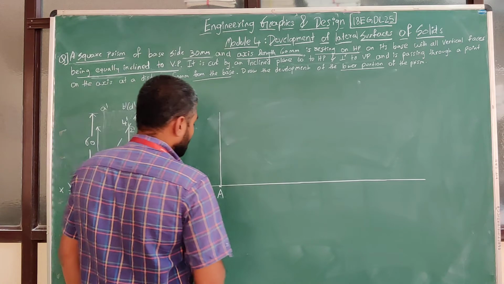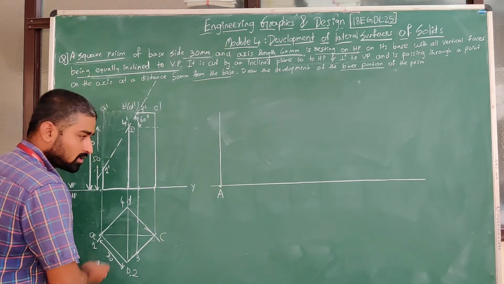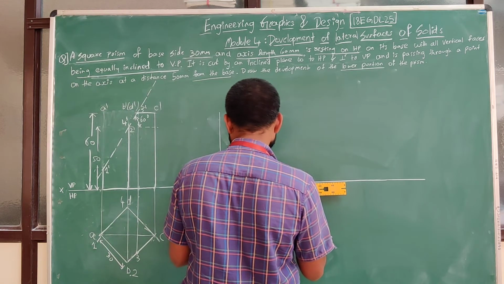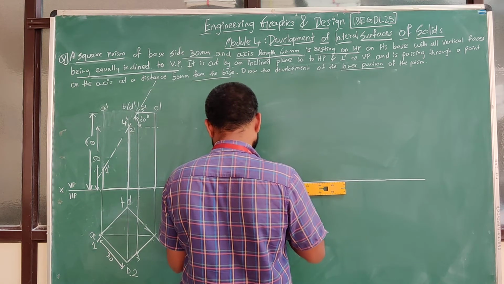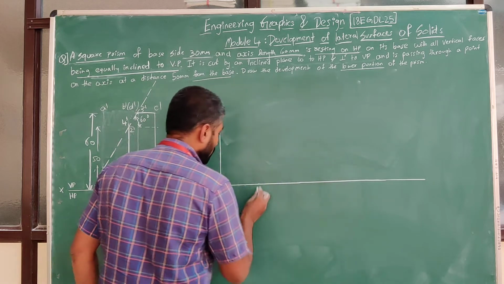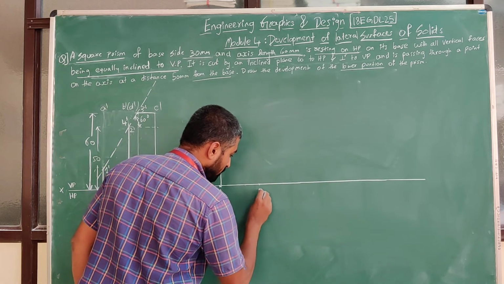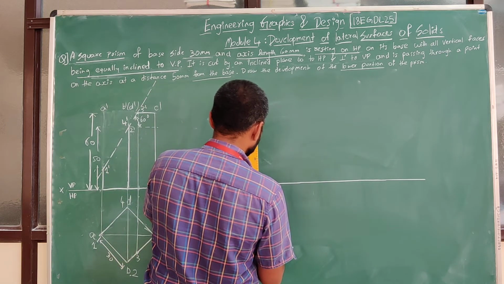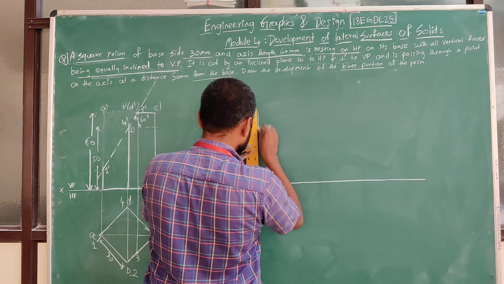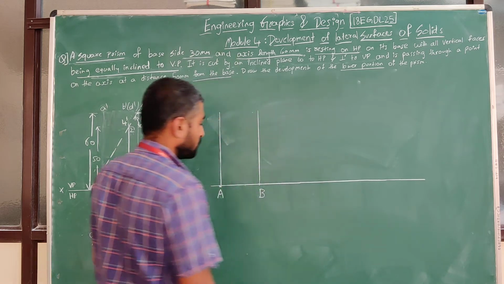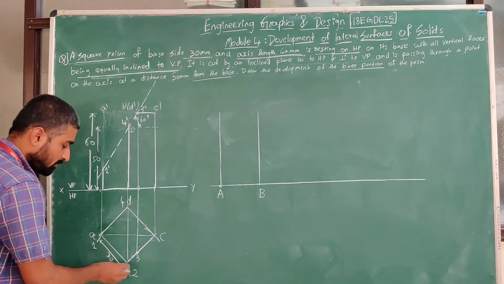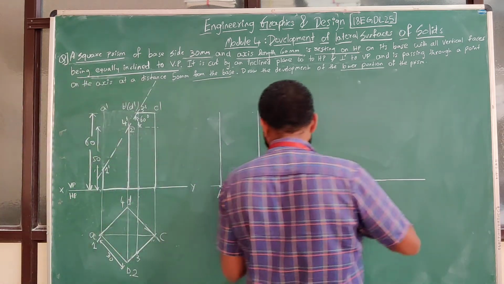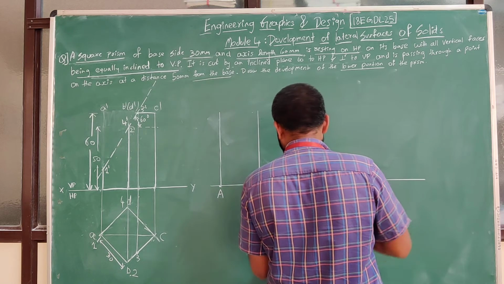Next, from A to the B edge, how much is the distance? 30 mm. So I am going to measure 30 mm. I am going to name it as the B point, and again draw the height, 60 mm, which is given in the question. This is the B edge. Now what is the distance between B and C? 30, because everything is 30, it is a square. I am just going to mark each and every point now and draw the lines.